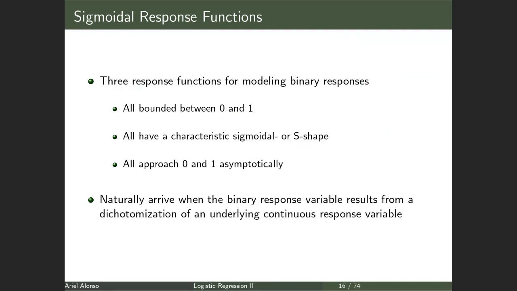Now, from where these three suggestions come, and you can propose something else, whatever satisfies these properties is going to be a potential response function. But these ones have an extra appeal, and they come naturally. They arrive naturally from the idea that this binary response you observe is actually a dichotomization of an underlying continuous variable, right? So you may think that there is some kind of underlying continuous variable and a certain threshold, and when this continuous variable passes the threshold, the 0 becomes 1, right?